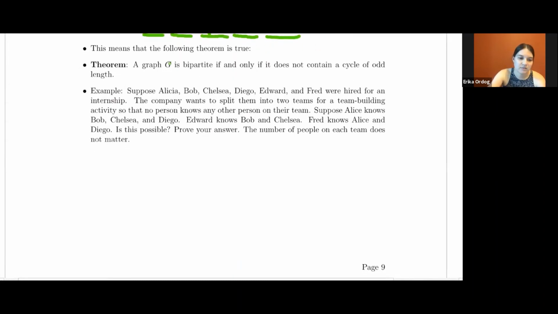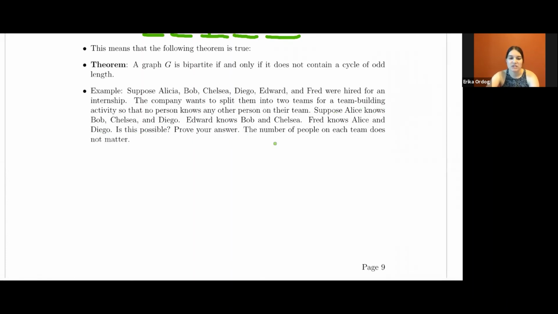So let's do this example, an application. Let's suppose Alicia, Bob, Chelsea, Diego, Edward, and Fred were hired for an internship. The company wants to split them into two teams for a team building activity so that no person knows any other person on their team. Suppose Alicia, it's supposed to be Alice, knows Bob, Chelsea, and Diego. Edward knows Bob and Chelsea, and Fred knows Alice and Diego, or Alicia and Diego.